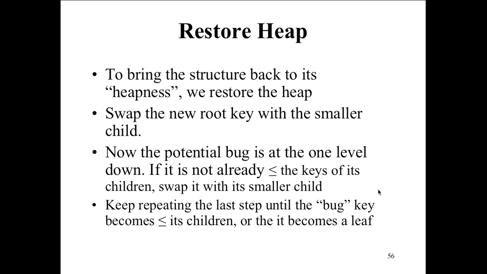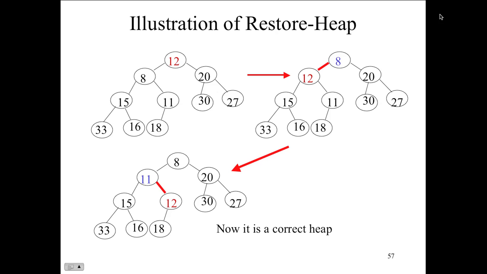So in the first stage, we would do that. To restore the heap, we bring the structure back to its heapness, its happiness. So we restore the heap. Swap the root key with the smallest child, and then proceed down until you have all of the children in the correct order, keeping the smaller than or equal to child on the left and the larger one on the right. So here is an illustration of restoring the heap in this particular case.